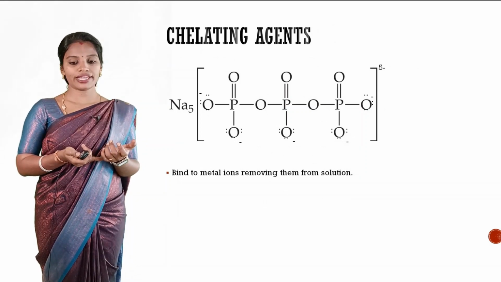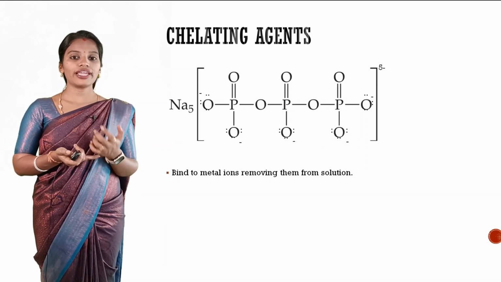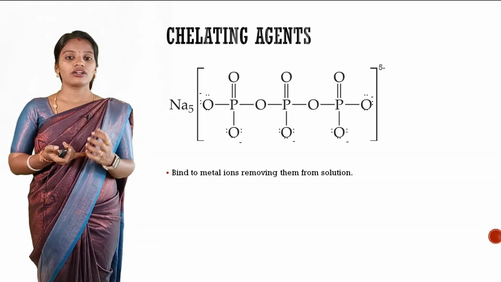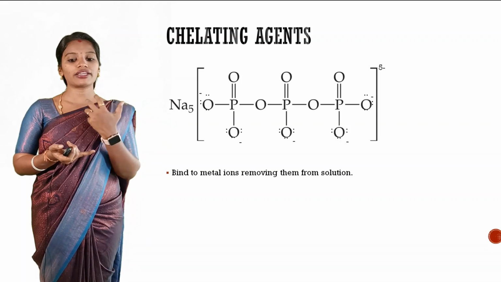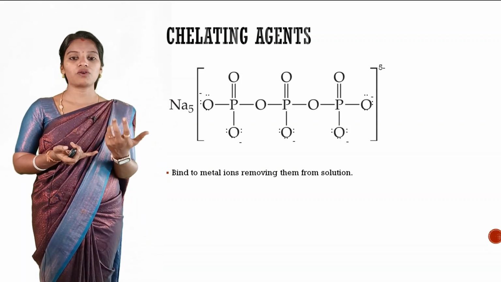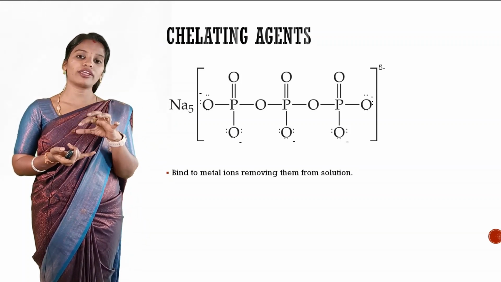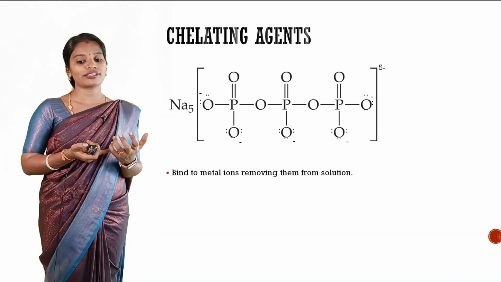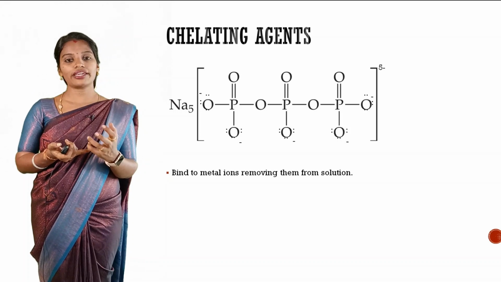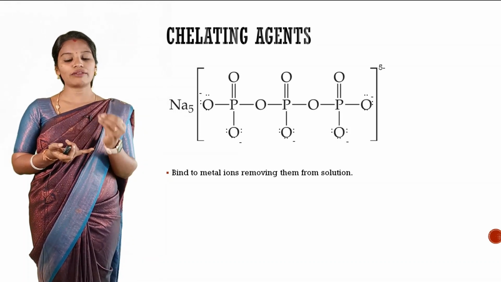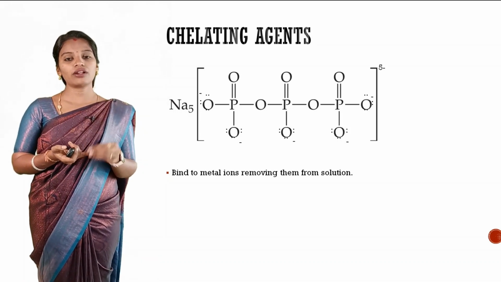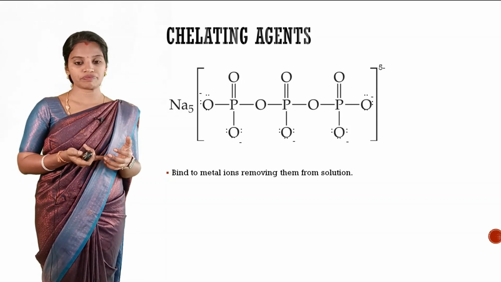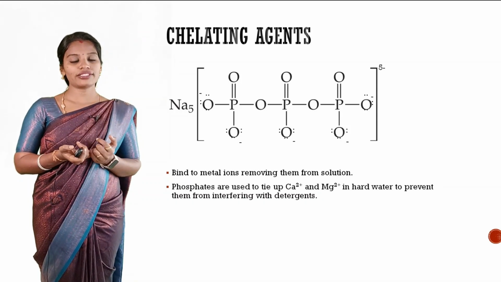So what is meant by chelating agents? Chelating agents are used to bind metal ions, to remove the metal ions from the solution. For example, removal of hard cations from water. Phosphates are used as a chelating agent to tie up Ca2+ and Mg2+ in hot water to prevent them from interfering with detergents. So that is one example.